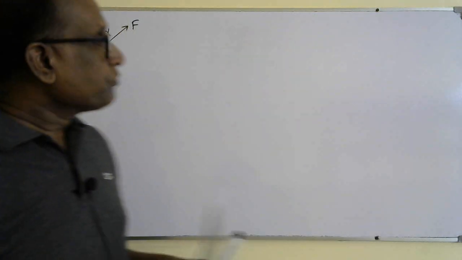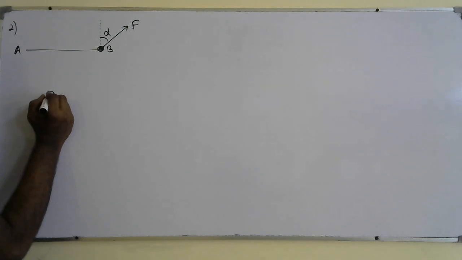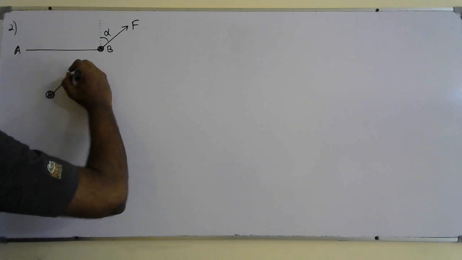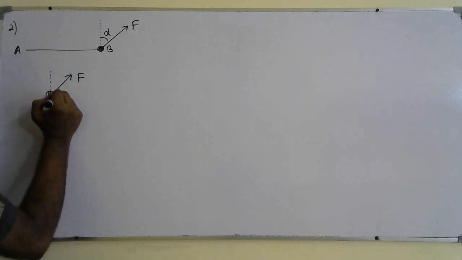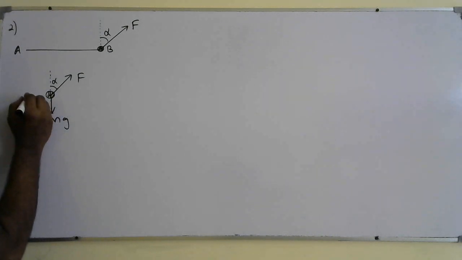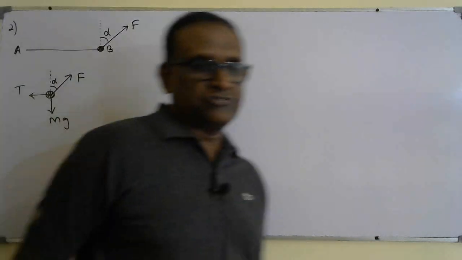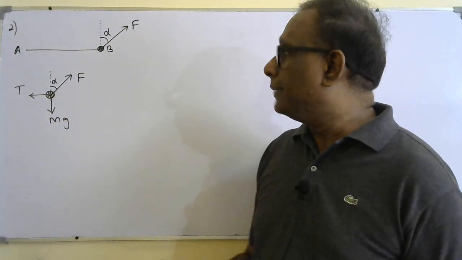So for that, if I think about the particle, it's at rest. So how many forces are acting on the particle? The particle is under the action of 3 forces. One is the force F, with angle alpha. The second force is the weight mg. And there is tension due to the extension of the string. These are the 3 forces acting on the particle B.